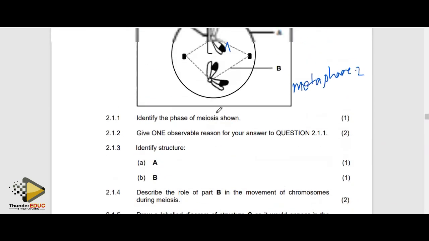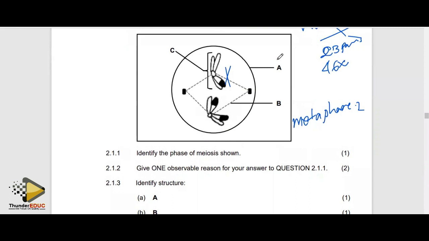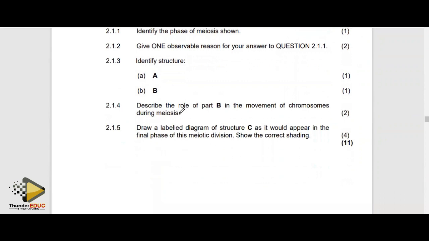Then they're saying identify A. What is A? A is a cell membrane. Don't confuse the cell membrane with the nuclear membrane. What is outside is the cell membrane. And then B, these are fibers which hold the chromosomes in place, which are spindle fibers or spindle threads.